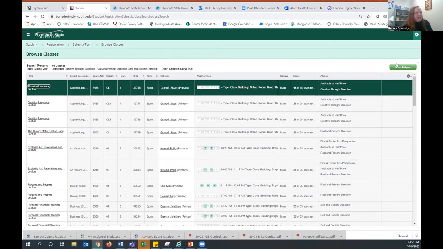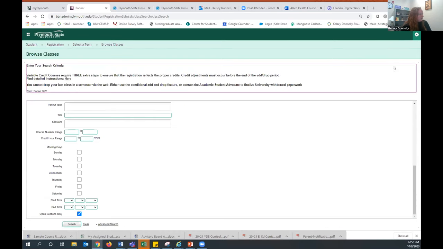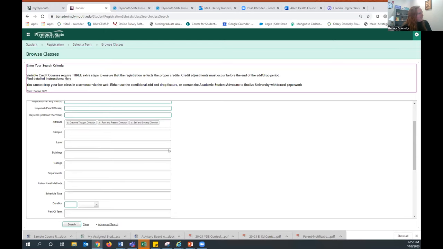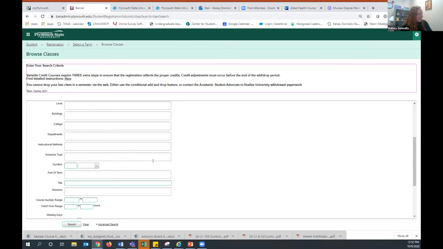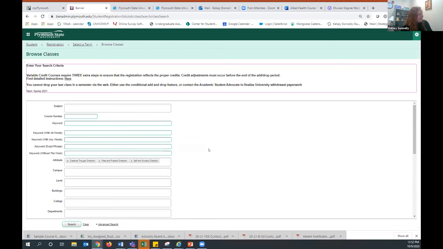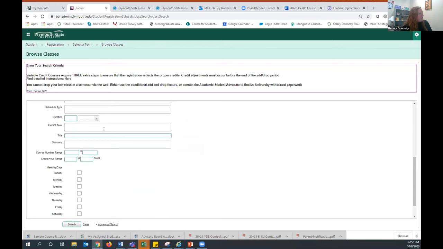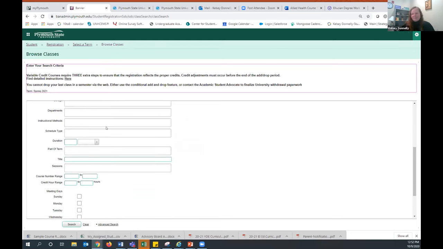So I'm going to hit the search again button up here. This section, I've been using quite a bit lately. I'll leave those directions courses in there. We have something called second half semester courses. So right now we've been registering a lot of students into those courses, and to weed those out pretty easily, you would want to use this section called part of term.